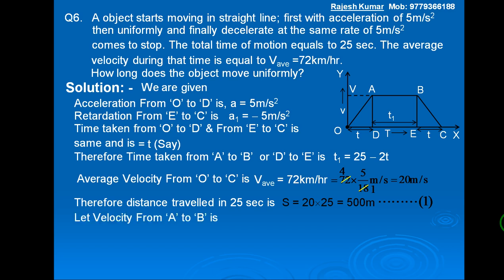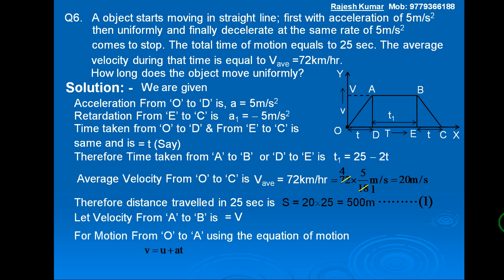Let the velocity from point A to point B be capital V. For motion from O to A, using the equation of motion, V is equal to U plus AT, capital V is equal to 0 plus 5t. U is equal to 0 as the object starts moving, therefore initial velocity U is equal to 0. So this implies V is equal to 5t. Let it be equation number 2.